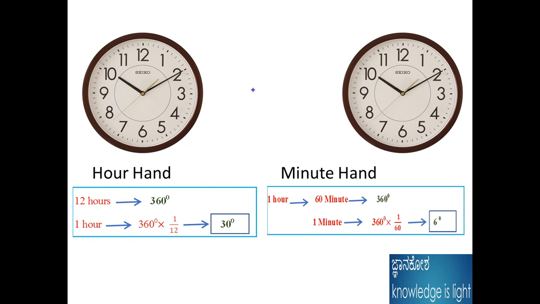For the minute angle, 1 hour is 60 minutes, and we already know this basic thing, 360 degrees. For 1 minute, how many degrees? That is 360 divided by 60. Keep the numerator as 1 because we want the smaller value. That is 360 divided by 60, which is 6. Therefore, 6 degrees. Let's come on to the session.